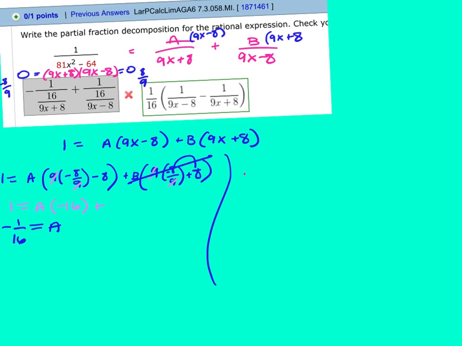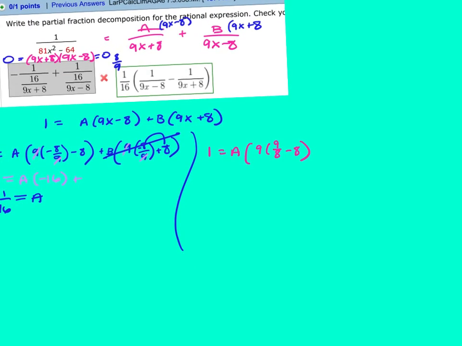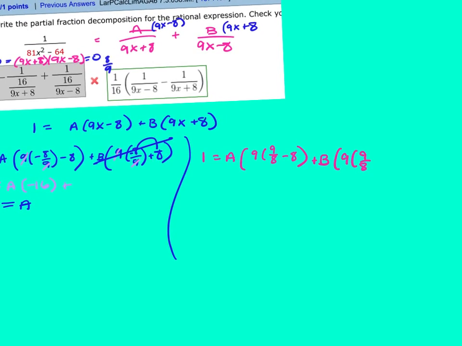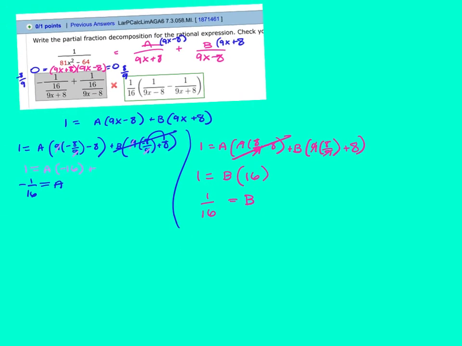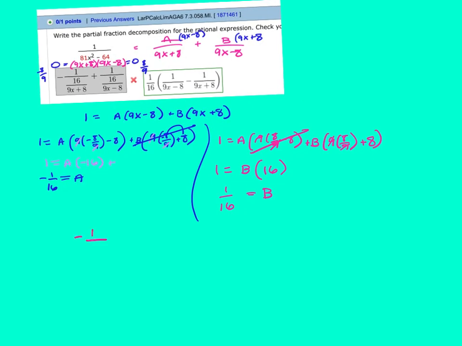Then repeat it again, but this time plugging in positive 8/9. This time this one's going to cancel, and B is 1/16. So then when I plug them back in, I get negative 1/16 over 9x plus 8 plus B, 1/16 over 9x minus 8.